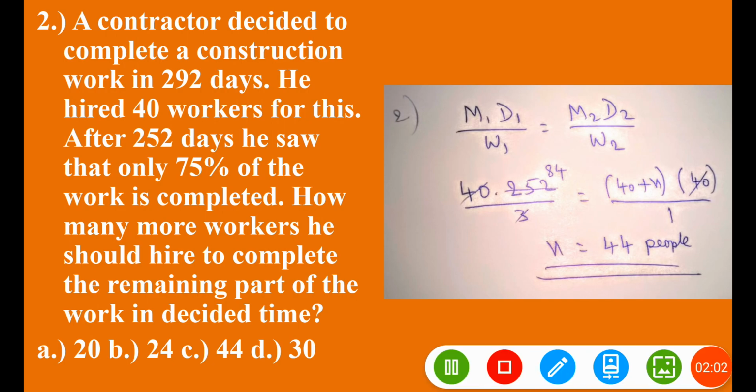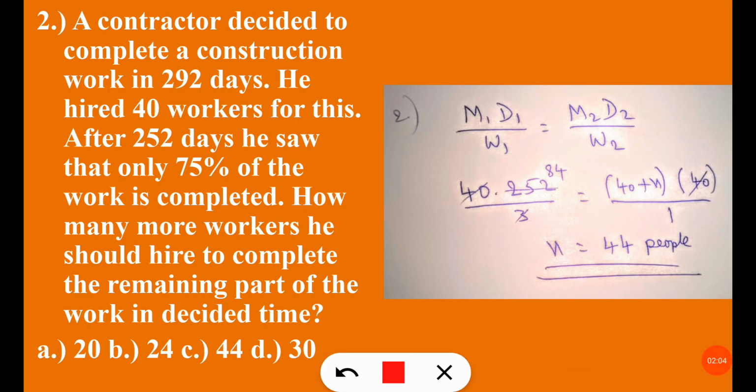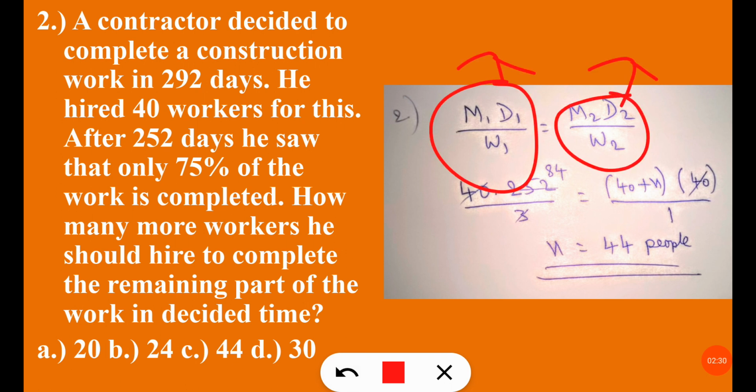A contractor decided to complete a construction work in 292 days. He hired 40 workers for this. After 252 days, he saw that only 75% of the work is completed. How many more workers should he hire to complete the remaining part of the work in the decided time? In order to solve this problem, we need to follow the formula m1 into d1 by w1 equal to m2 into d2 by w2. In the left hand side, we will be writing the completed work, and in the right hand side, we will be writing the remaining work.